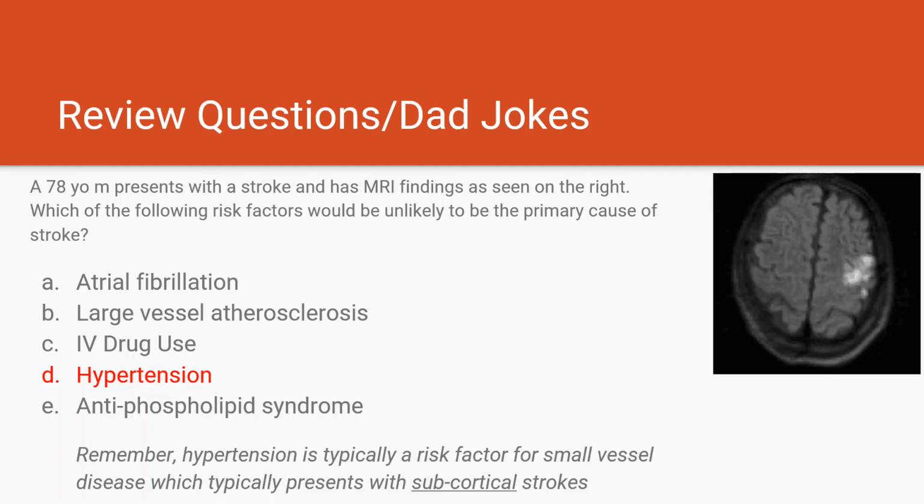Answer here is D, hypertension. So again, the key to this question is understanding the concept that hypertension, while a cause for all strokes, is primarily associated with small vessel disease. Small vessel disease presents with subcortical strokes, and so a more cortical stroke, such as this one, would be more likely to be seen in large vessel disease, or cardioembolic stroke, or endocarditis, or hypercoag states.